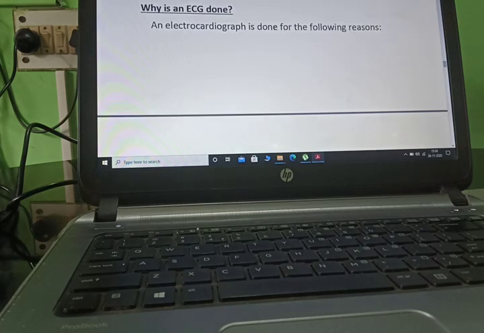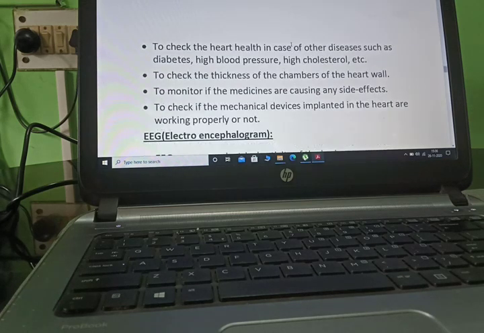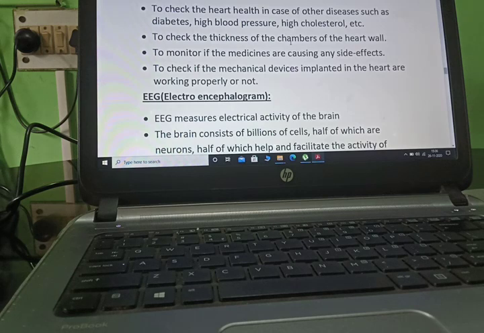Why ECG is done. An electrocardiograph is done for the following reasons: to check the heart health in case of other diseases such as diabetes, high BP, high cholesterol, etc. To check the thickness of the chambers of the heart wall, to monitor if the medicines are causing any side effect, to check if the mechanical devices implanted in the heart are working properly or not.